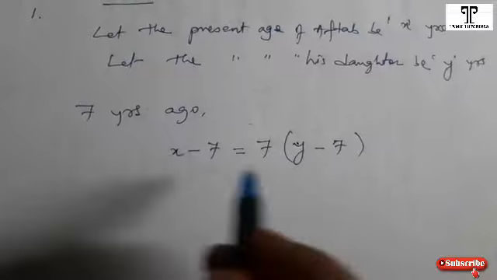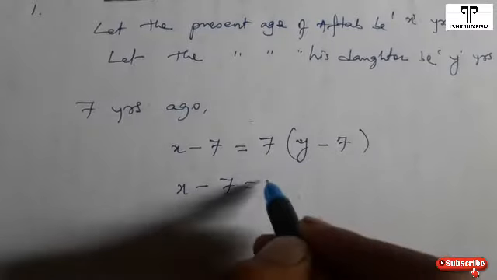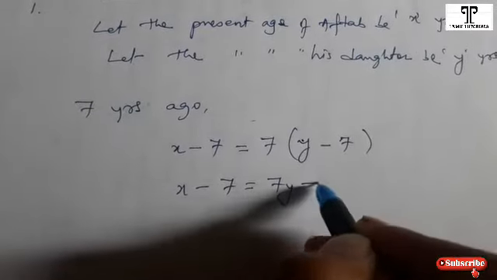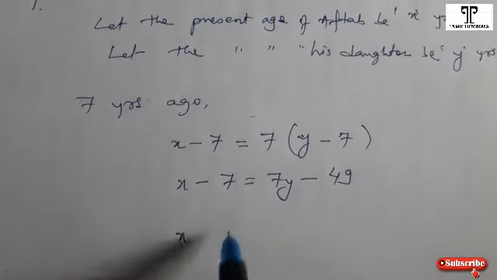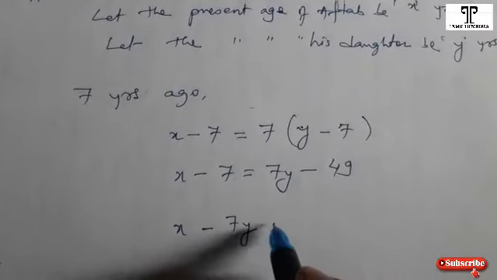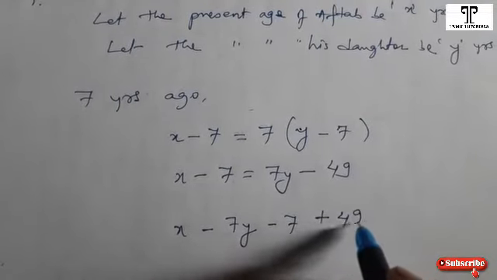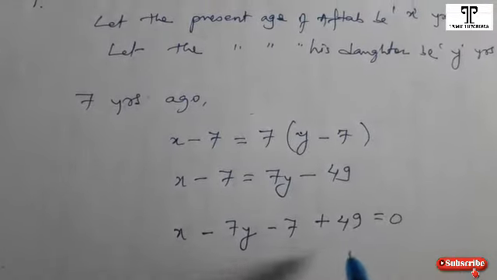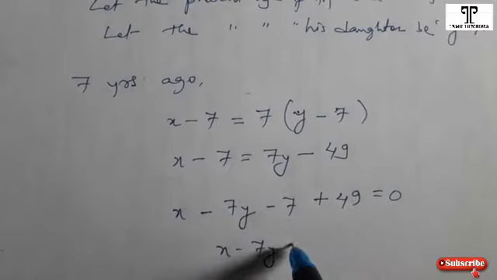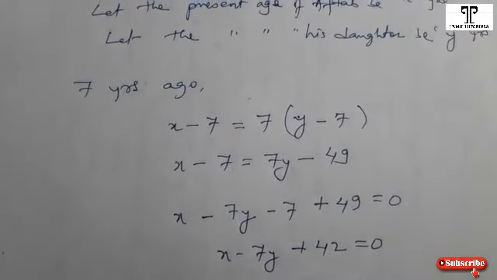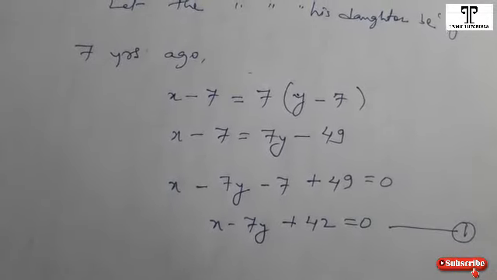If you simplify this equation, you'll get a linear equation in two variables. x minus 7 equals 7 into y minus 7, that is 7y minus 49, plus into minus gives minus. So x minus 7y, and if you take that to this side, plus 49 equals 0. So x minus 7y, minus 7 plus 49 is plus 42, equals 0. So this is equation 1.